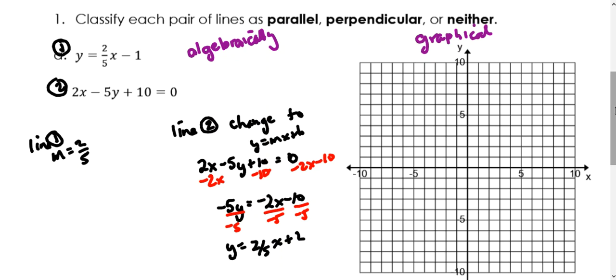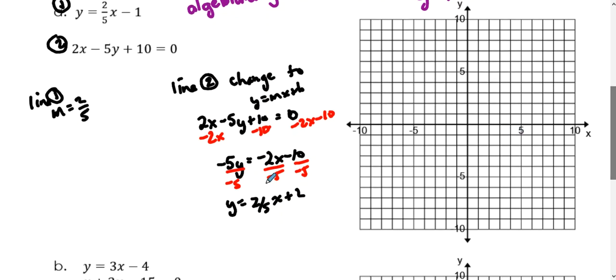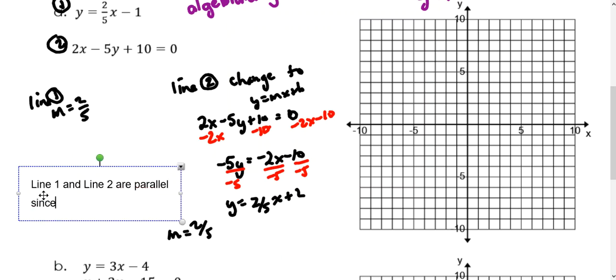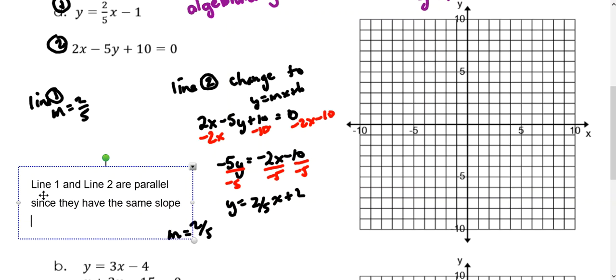If I'm looking at these, the m of this one is 2 over 5. Line 1 and line 2 are parallel since they have the same slope of 2 over 5.